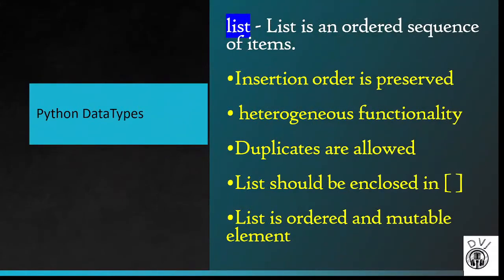List is an ordered sequence of items. It is one of the most used data types in Python and is very flexible. Insertion order is preserved: values we add will be in the same sequence. Multiple objects are allowed, also called heterogeneous. Duplicates are allowed and we can add values as needed, so it is growable. List values should be enclosed in square brackets. List is an ordered and mutable collection.